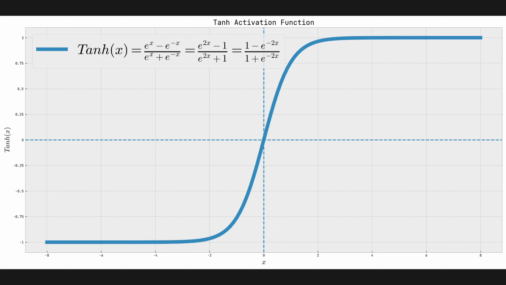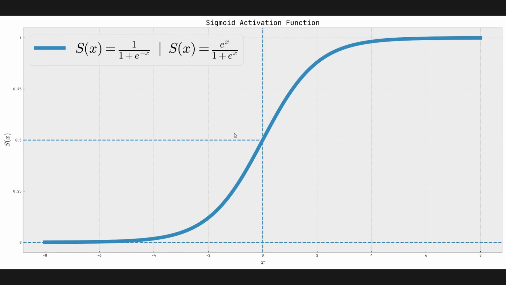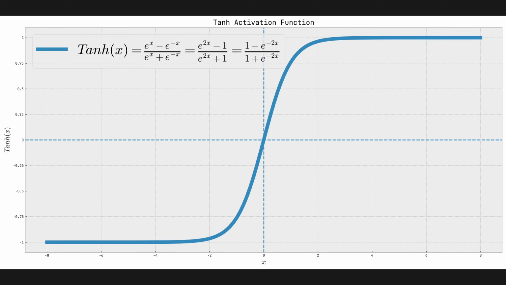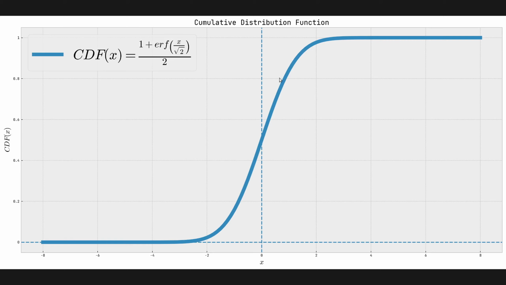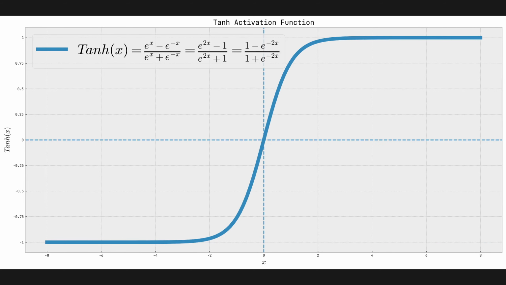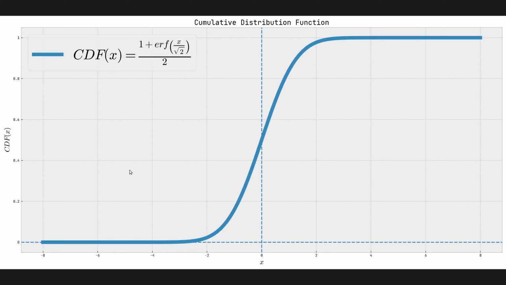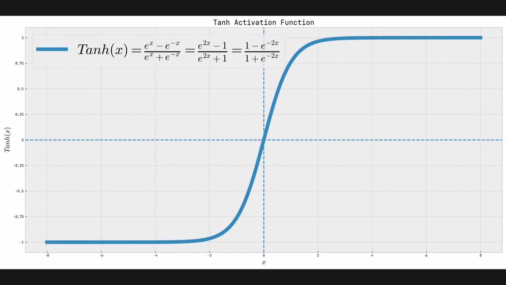One of them is the sigmoid activation function. If you don't know about sigmoid, I would encourage you to go and watch the video we have about sigmoid. This is how it looks, again very similar to tanh. And then there is this other function. It's usually not used as an activation function on its own. It's called the cumulative distribution function, or the CDF. But this, I think, looks even more similar to tanh than sigmoid, right? This is CDF, this is tanh.